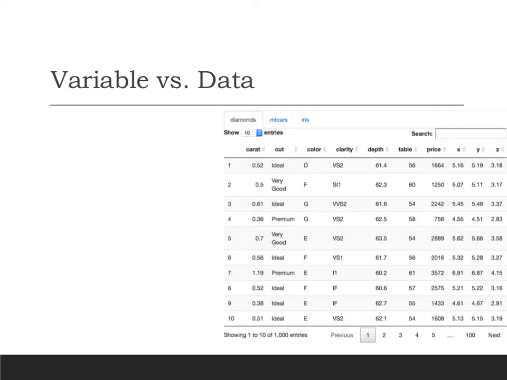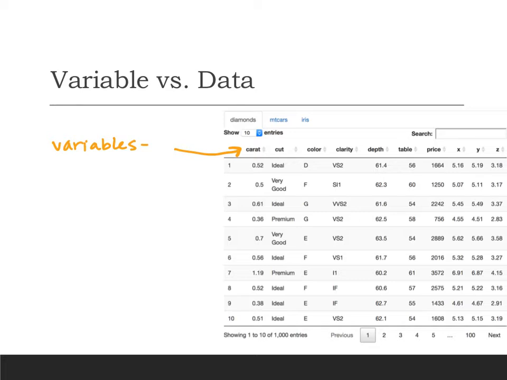I found this online after a really quick search. I have no idea who collected it or where it came from. I know it's about diamonds, and I know that we have 1, 2, 3, 4, 5, 6, 7, 8, 9, 10 different variables. So these are variables.